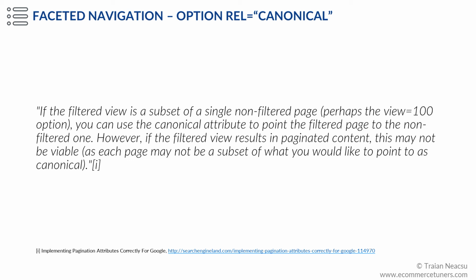Vanessa Fox, who worked for Google Webmaster Central, has suggested the following approach for some cases. If the filtered view is a subset of a single non-filtered page, you can use the canonical attribute to point the filtered page to the non-filtered one. However, if the filtered view results in paginated content, this may not be viable, as each page may not be a subset of what you would like to point to as canonical.